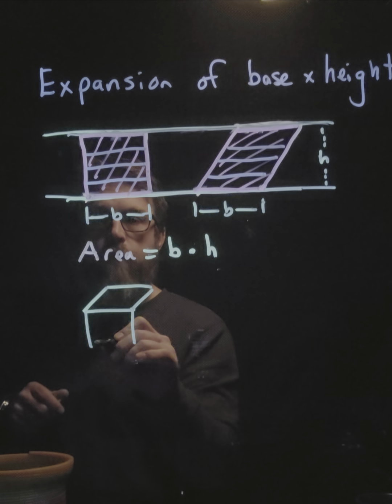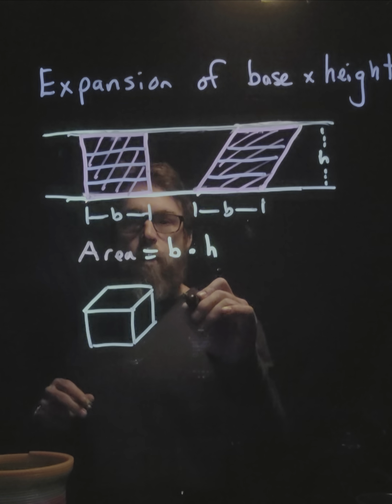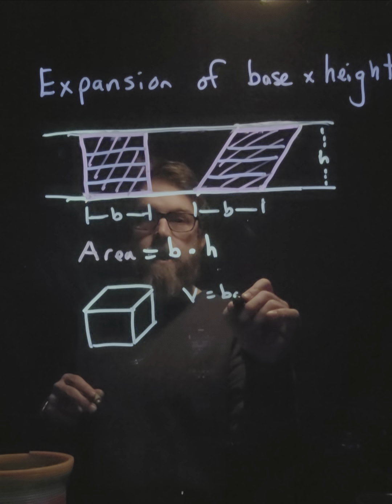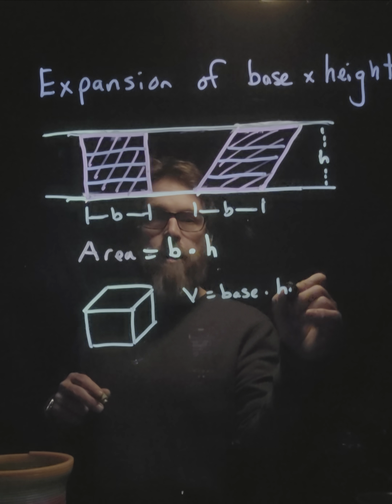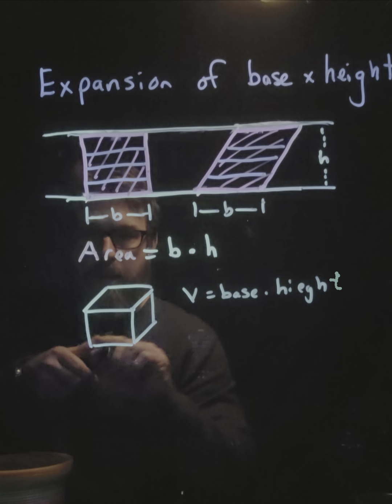Now this also expands to maybe the volume of a cube, or even a rectangular prism if we want to call this. If I want to find its volume, well, its volume simply is going to be base times height. Now the base of this thing is going to be this right here.